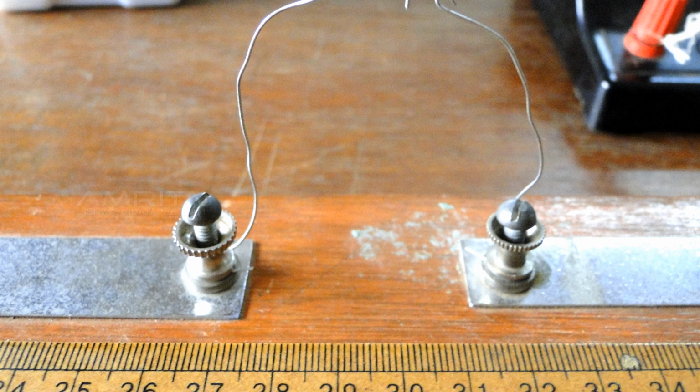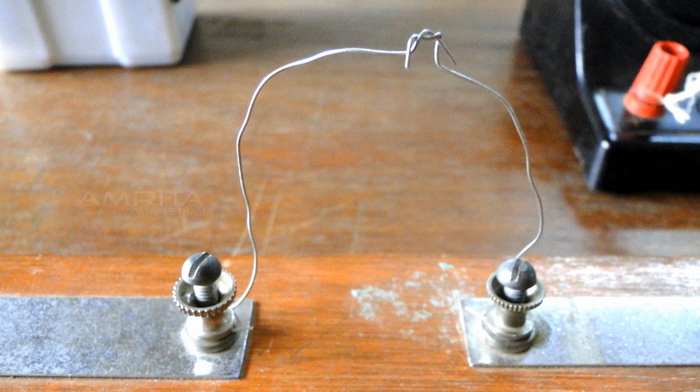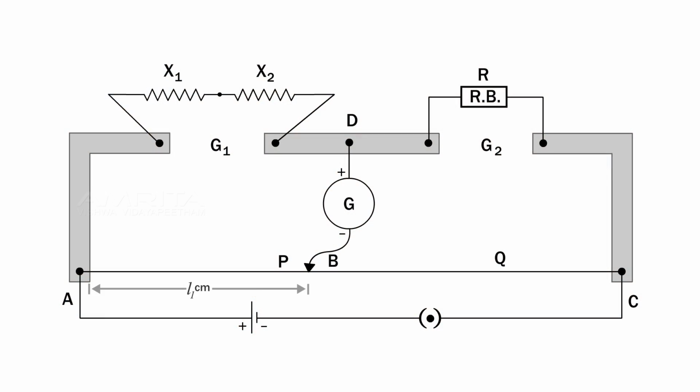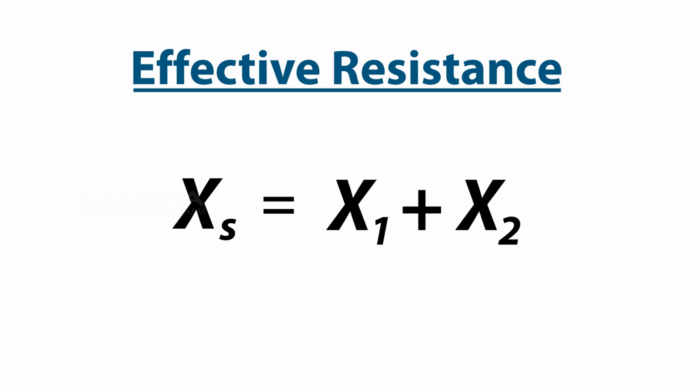Now connect the two resistances X1 and X2 in series and then connect this combination in the gap AB and repeat the experiment for different values of R. Then calculate the effective resistance XS using the equation XS is equal to X1 plus X2.